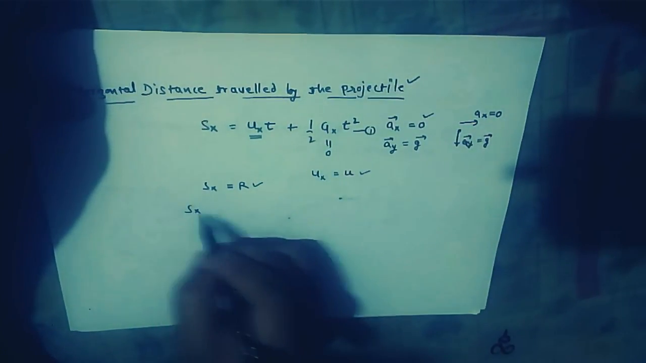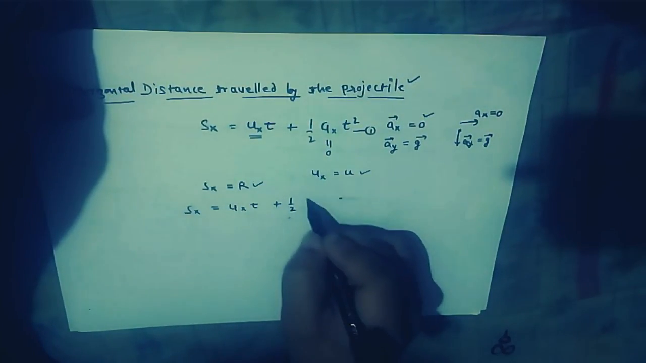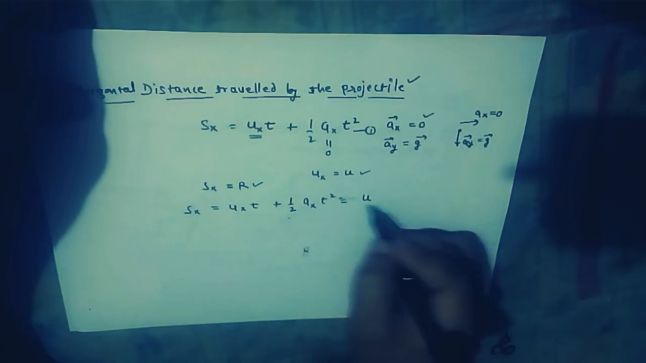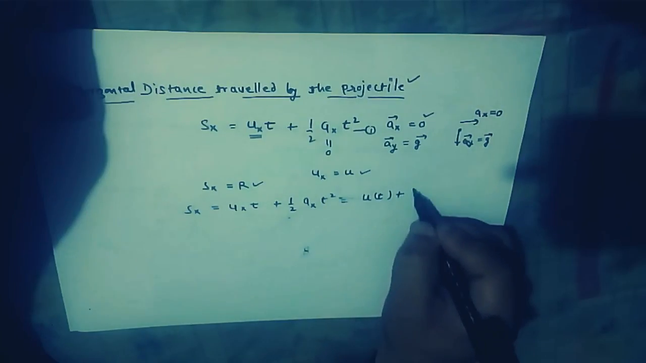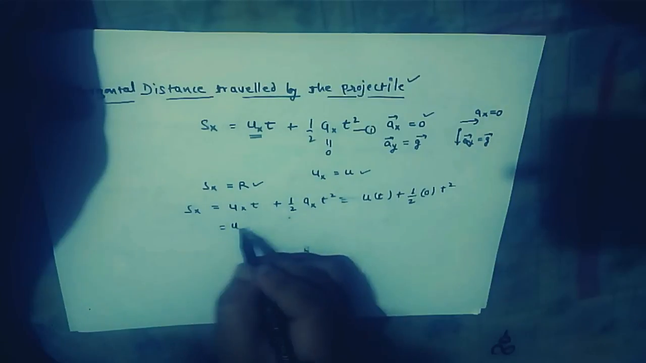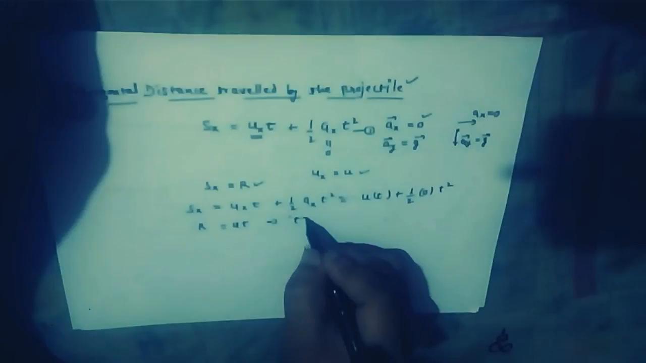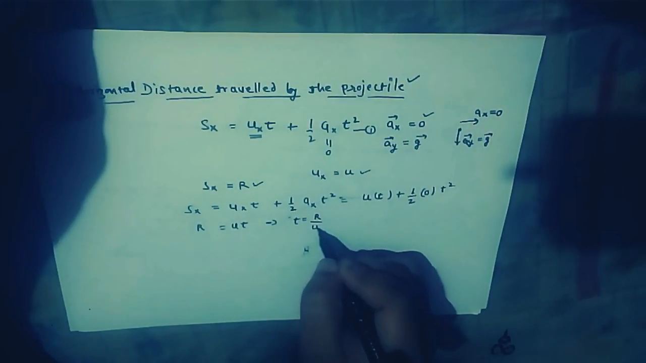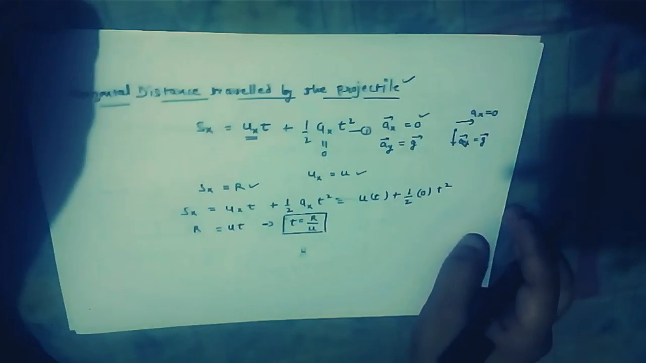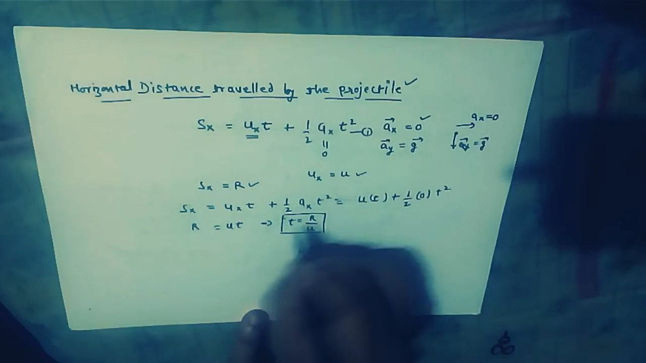So what is sx? sx is ux t plus half ax t square, which is nothing but ux is u, t is t, plus half ax is 0, times t square. So that would be u t, and sx we know is r. So what is t then? t is equal to r upon u. So that is the total time traveled, the total time the body has taken to travel a distance r along the x-axis.